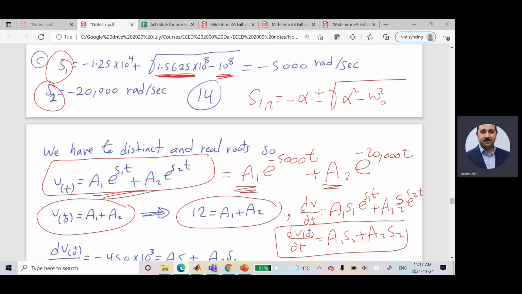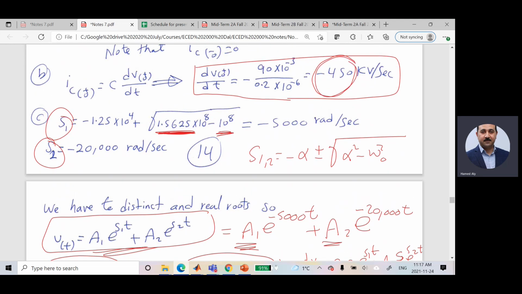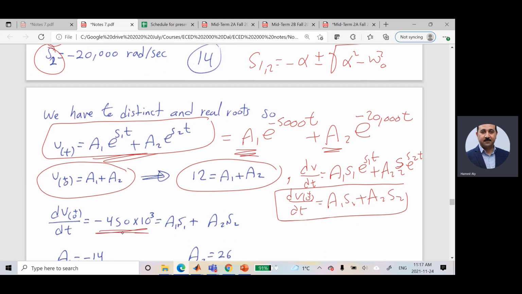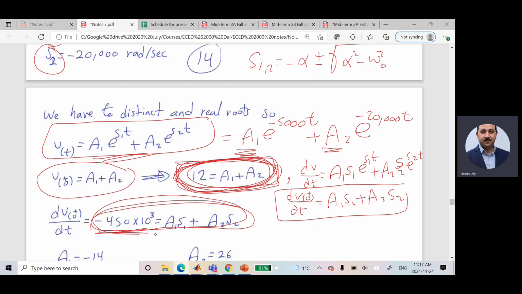What is dV of 0 by dt? I have already calculated it here, which is negative 450. So I will plug in negative 450, which is equal to A1 S1 plus A2 S2. Right now, I have two different equations, this equation, which is a function of A1 and A2, and this equation, which is also a function of A1 and A2. I will solve these two equations.